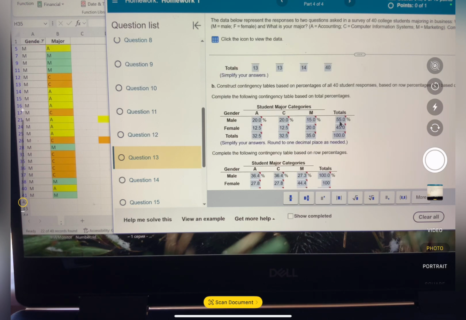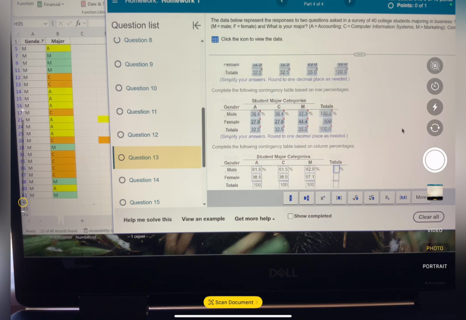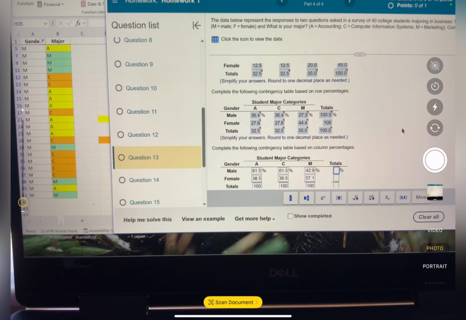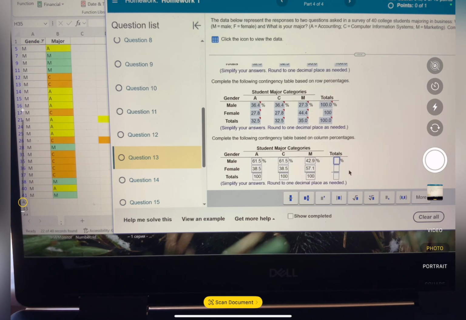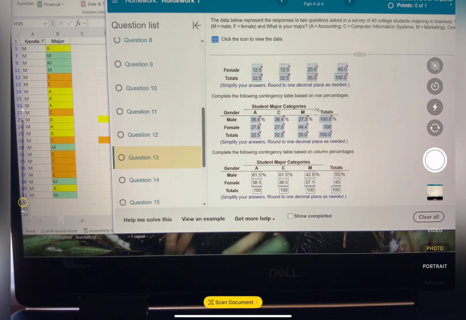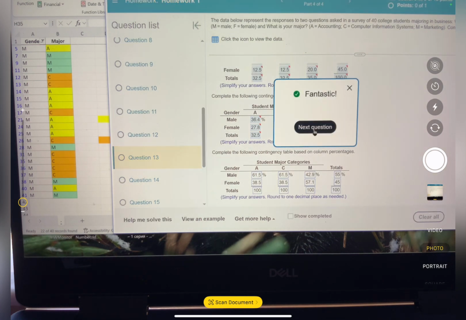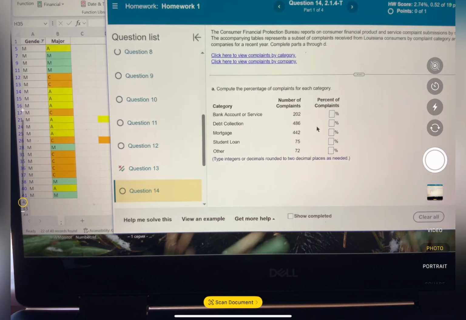It's going to be here 55%, 55, 45. Let me write down 55, 45. Okay, let's try. Fantastic. So question number 14, finally moving to the next question.